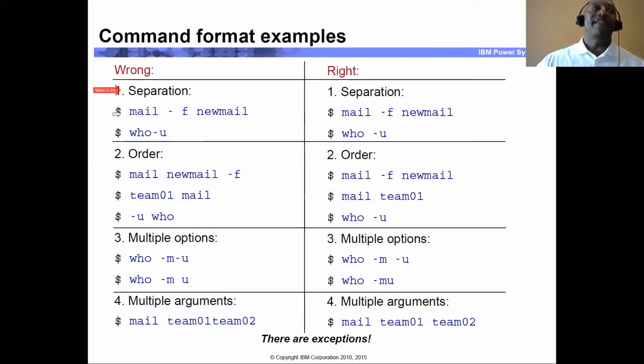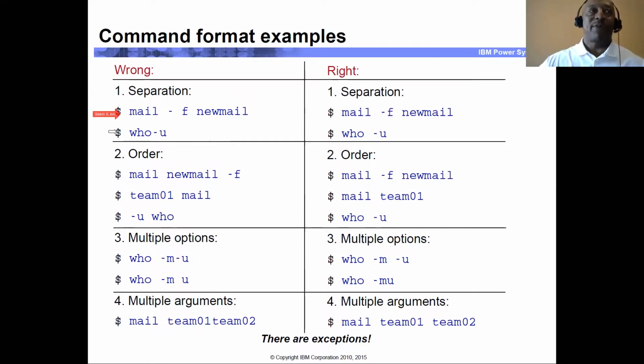What will happen is the shell will try to interpret this F as an argument because there's a space between the dash and the F. So that would be the wrong way, and you probably wouldn't achieve the result you were expecting by specifying a command in this manner. The correct way would be the command, -F, or option F in this case, with no space in between, then a space, then the argument, newmail.